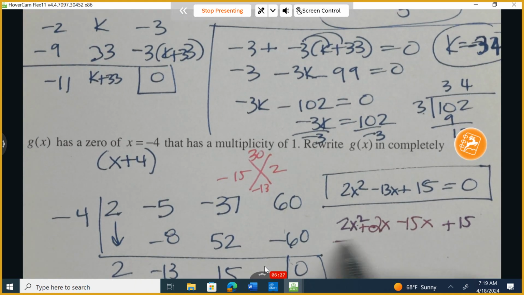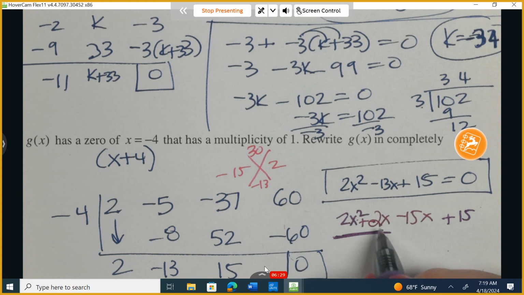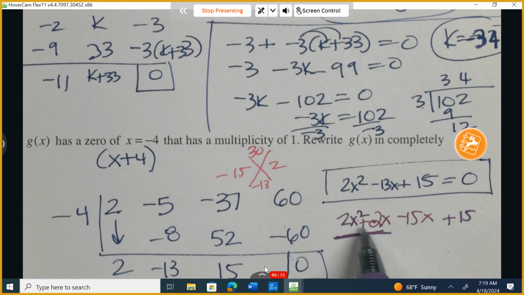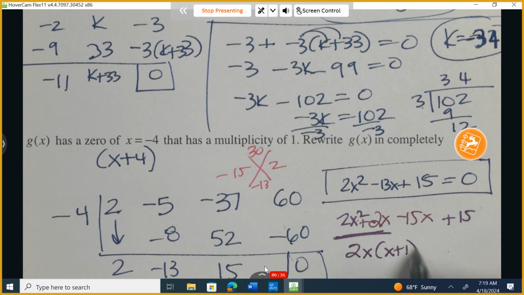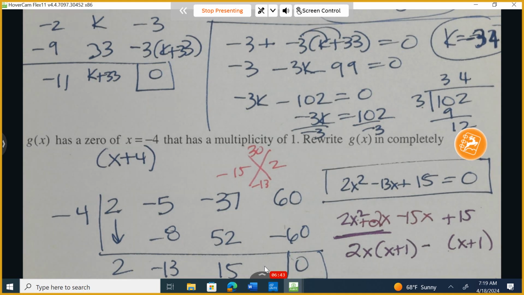Alright, so let's factor this. Out of these two, I can factor out, and we could get the same answer at the end if you put a negative 15 first. But I can factor out a 2x, and I'd be left with x plus 1. What times x is a negative 15x? That would be a negative, ooh, did I write something down wrong?